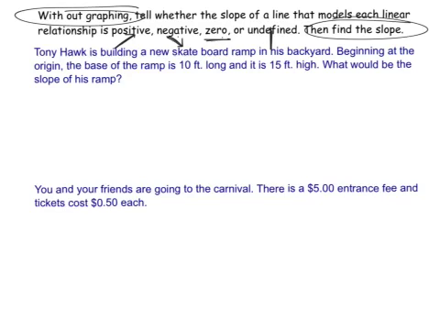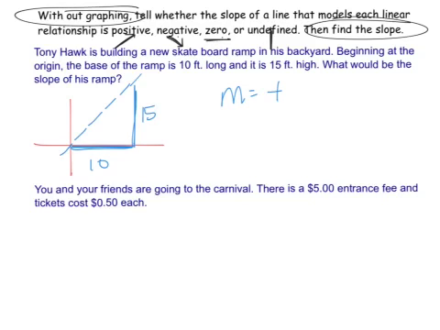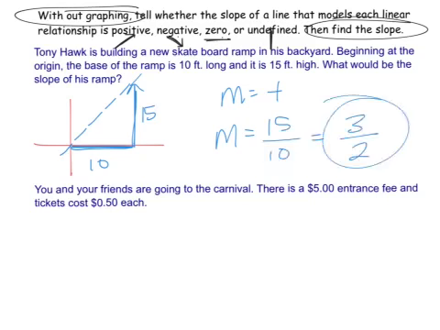So, Tony Hawk is building a new skateboard ramp. Beginning at the origin, I'm going to graph a little bit. It's going to be rough, that's okay. The base of my ramp is 10 feet long, and it's 15 feet high. What would be my slope? So, I can see my slope is positive, and I know mathematically it's the rise, so 15 over the run. However, I'm going to simplify and say my slope is 3 over 2.